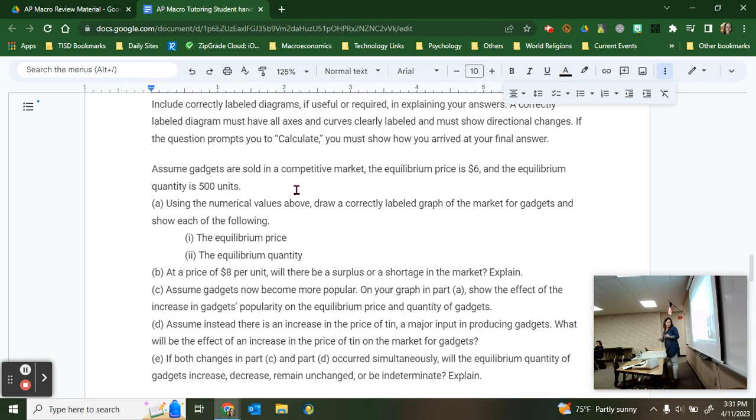Okay. And last but not least, this one's tricky. It says, if both changes, both the demand change on part C and the supply change in part D, happen simultaneously, what will happen to the equilibrium quantity of gadgets? Will it increase, decrease, remain the same, or is it undetermined? All right, so here's where I would draw it. I have a demand curve that shifts to the right.